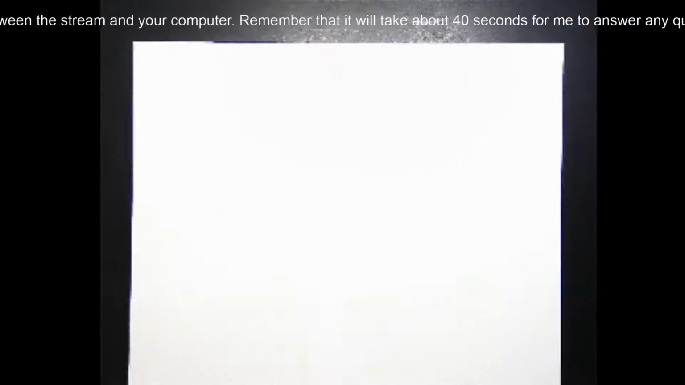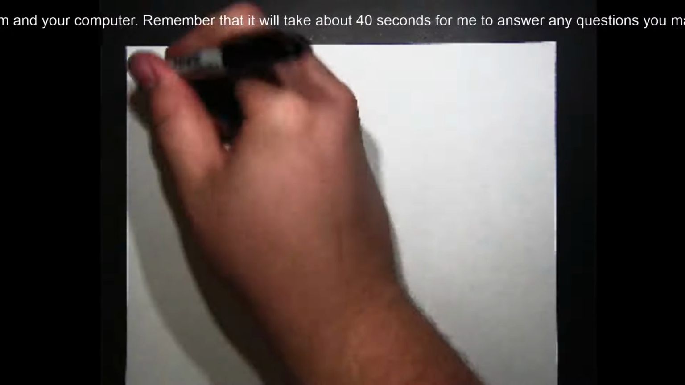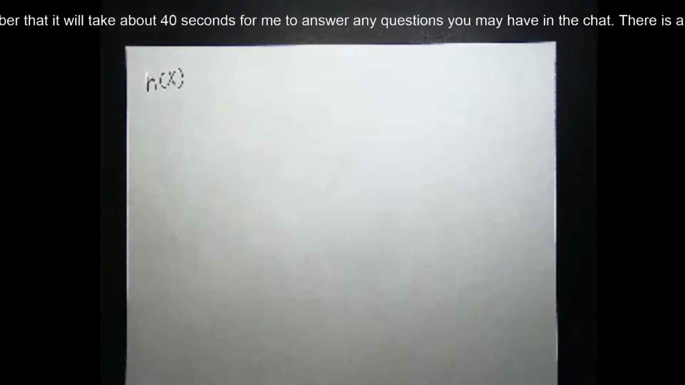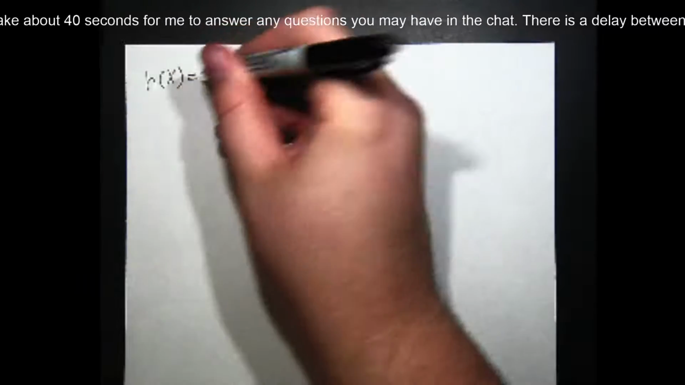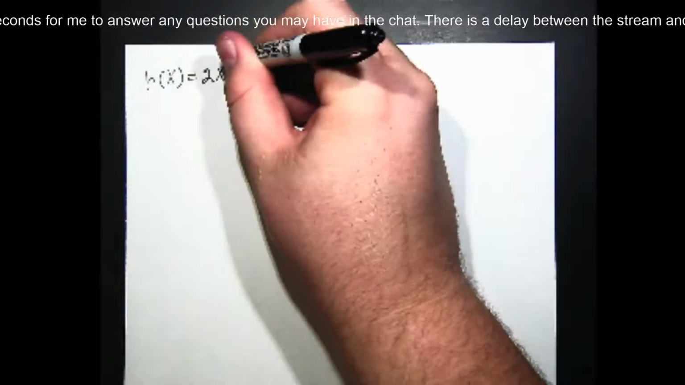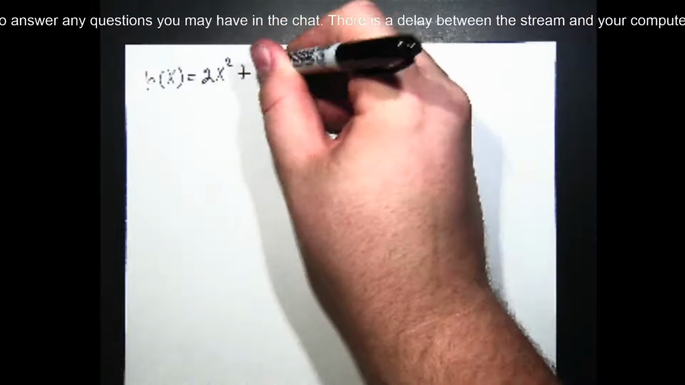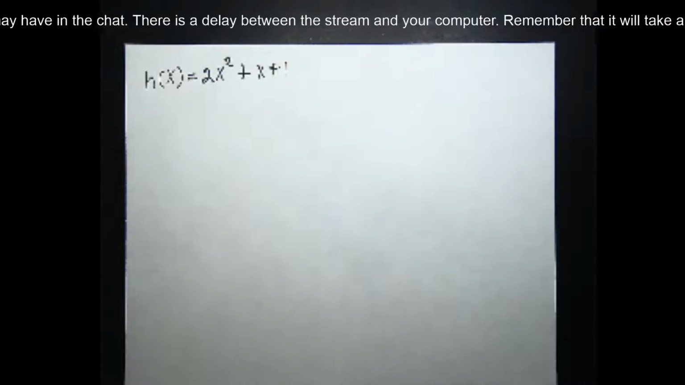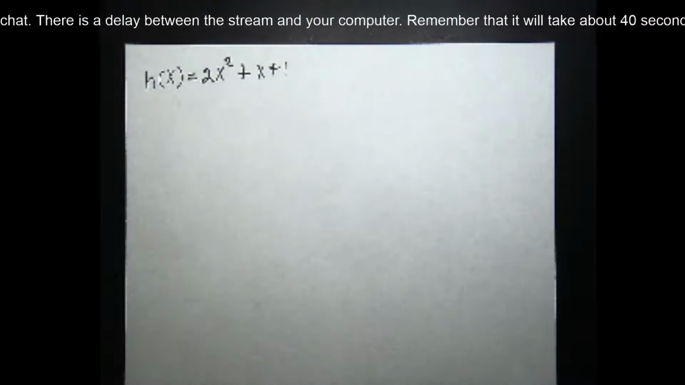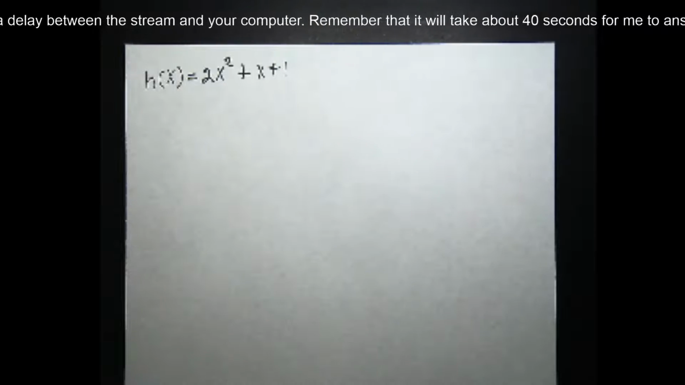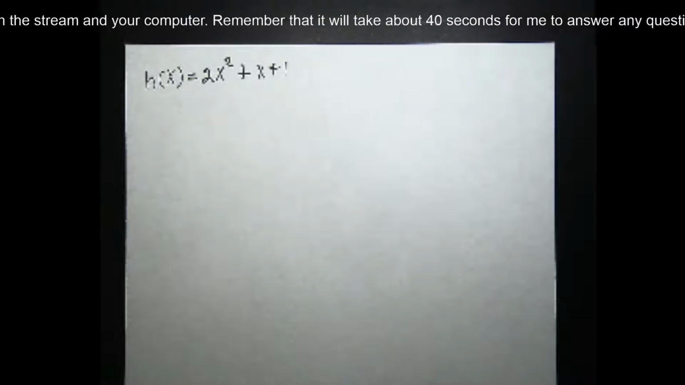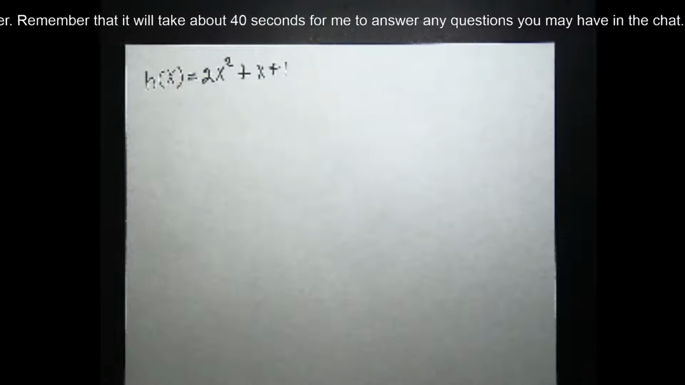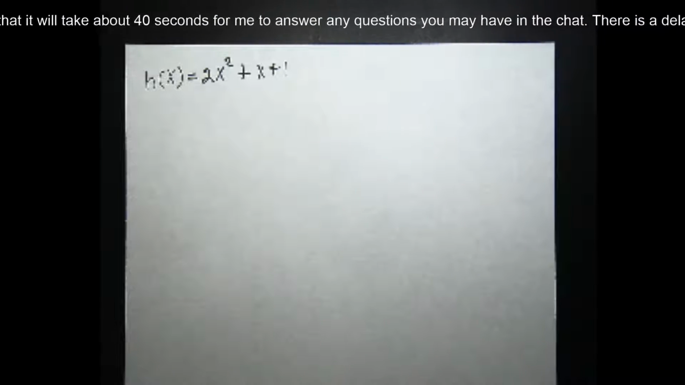Let's check this one out. Here I've got h of x. So again, the function's name is h. It's dependent upon x. It is equal to 2x squared plus x plus 1. So again, things we would like to do, we would like to find the vertex, and we would like to find any kind of x-intercepts.